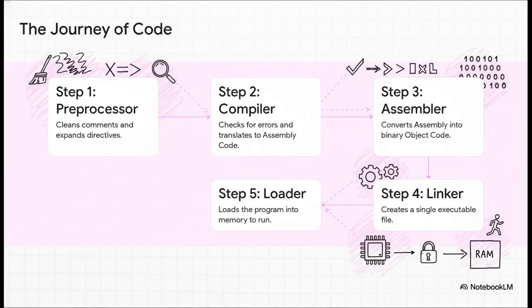And here it is. This is the roadmap for our code's big adventure. It's a 5-step pipeline, and each stage has a very specific job. The preprocessor, then the compiler, the assembler, the linker, and finally, the loader. Let's dive in and see what each one of these really does.